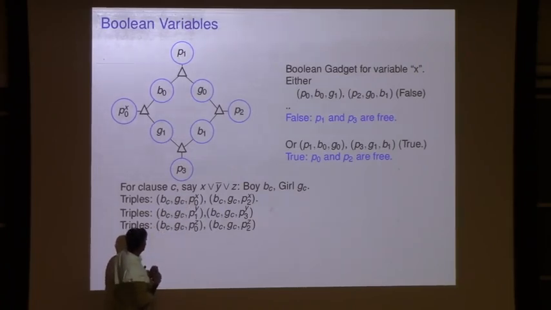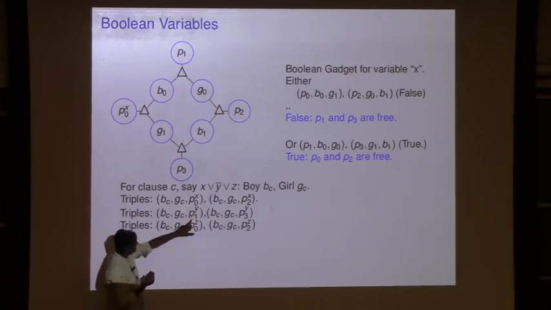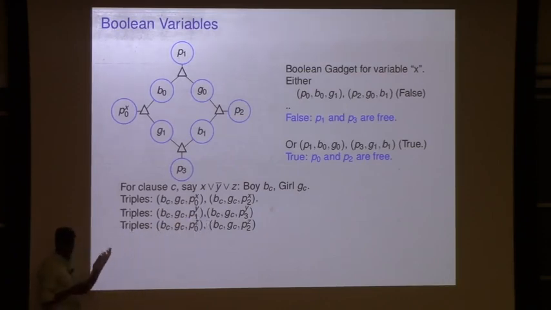And similarly for Y, if Y is assigned false, remember that the odd pets are free. So we make clauses that say this boy and this girl are happy with an odd pet from Y. And similarly for Z, that's again an even pet. So there are 6 triples.